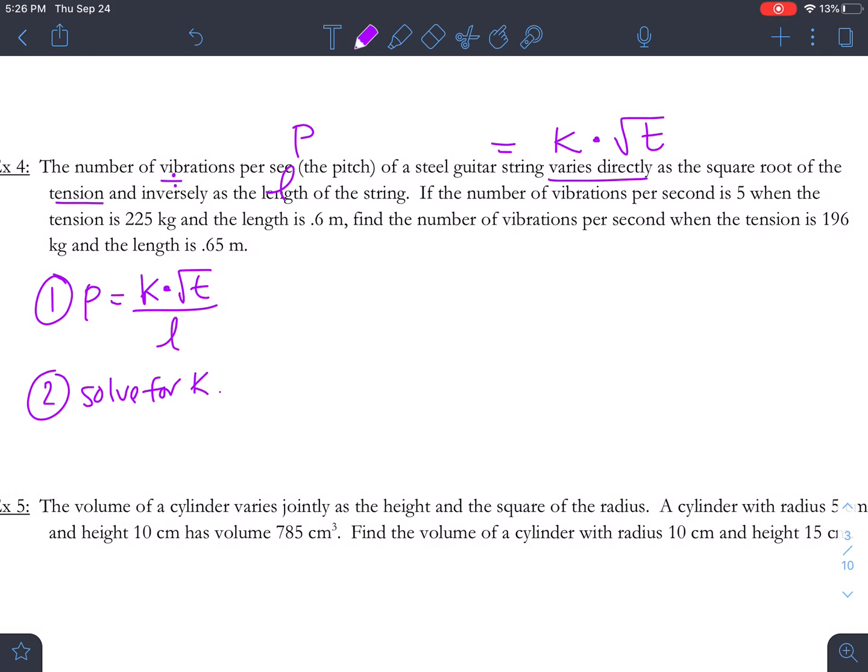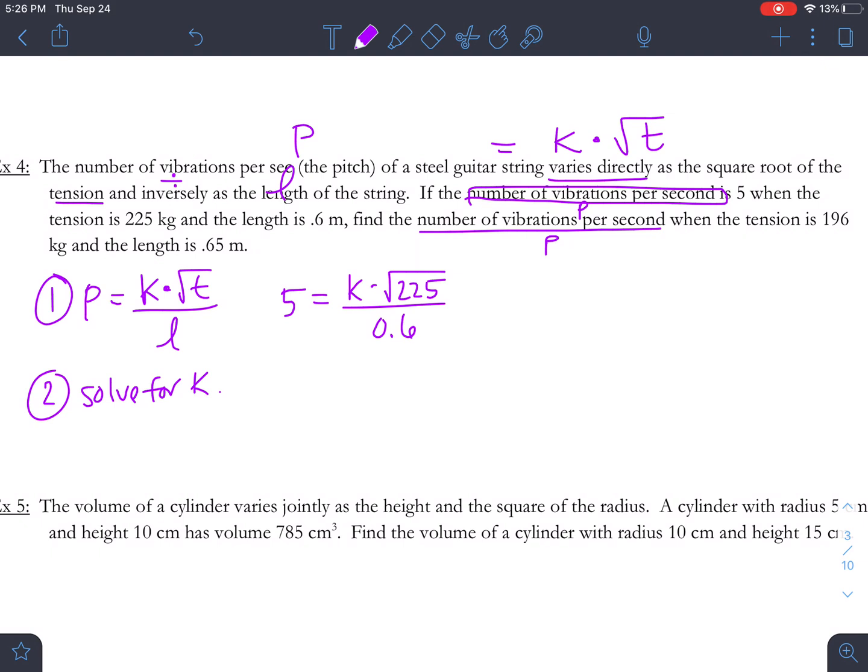All right, so it says if the number of vibrations per second, this whole situation here, number of vibrations per second, that's just pitch, right? So if pitch is 5, when the tension is 225, and the length is 0.6, find the pitch when the tension is this, and so on. Okay, we know that the first thing that we have to do is solve for K.